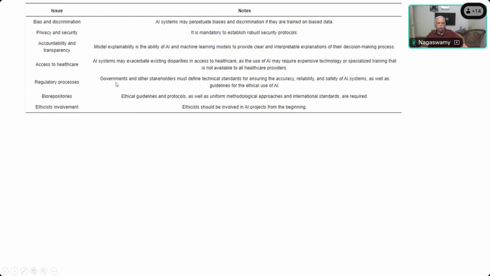And regulatory processes are needed. Government and other stakeholders must give clear guidelines as to whether ethical issues are involved or not. And biorepositories, ethical guidelines and protocols, as well as uniform methodologies are required. And ethicists should be involved in AI projects from the beginning. So these are some of the issues that may be hampering the very liberal use of artificial intelligence. Until these issues are solved, we may not be able to use it.